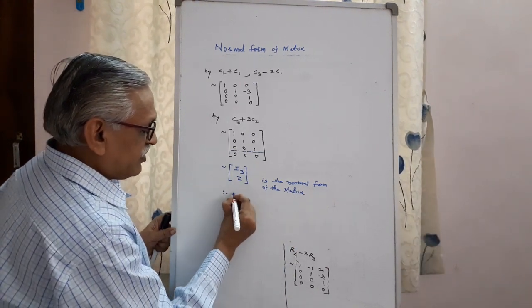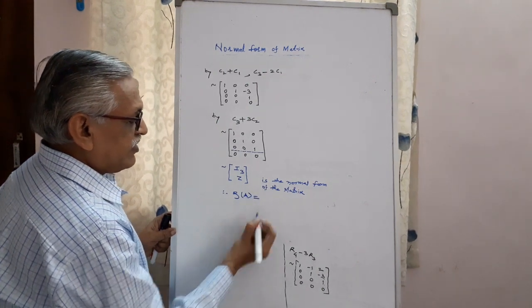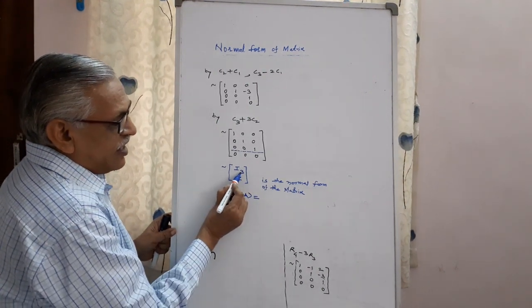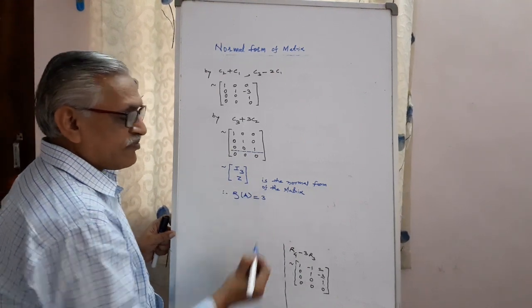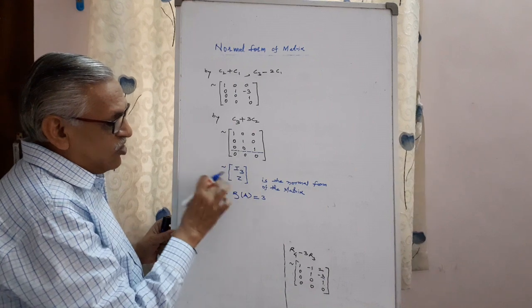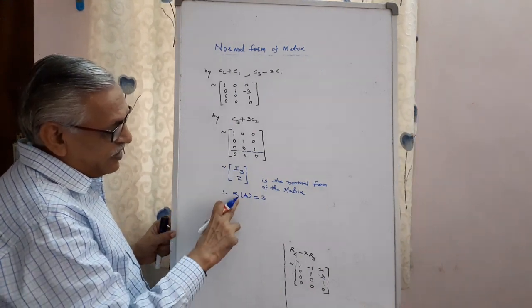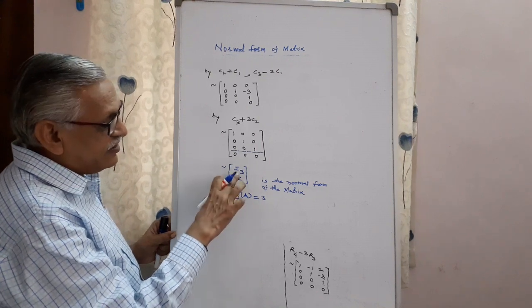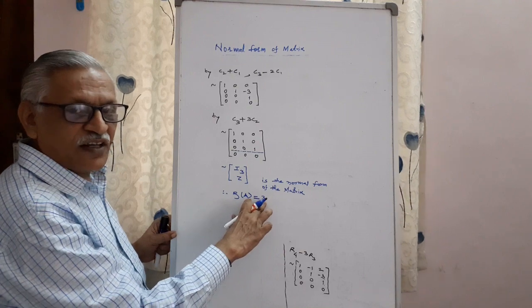And answer for the second part, therefore rank of A is the order of this identity matrix. Here that order is 3. Therefore this is the normal form of that matrix, and using this normal form we can find the rank also, and rank is here the order of that matrix as 3 as the required answer.